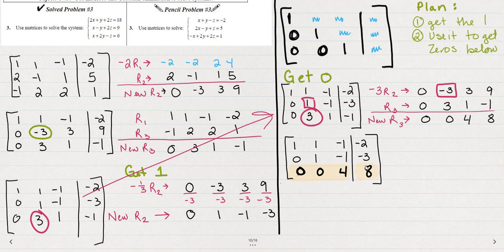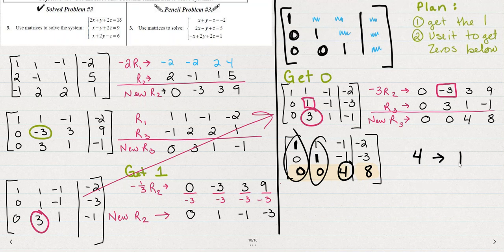We are so close to finished. We took care of column 1. We have a 1 in the diagonal, 0 is below it. We took care of column 2. We have a 1 in the diagonal, 0 below it. Now we just need this 4. We need this 4 to be a 1.